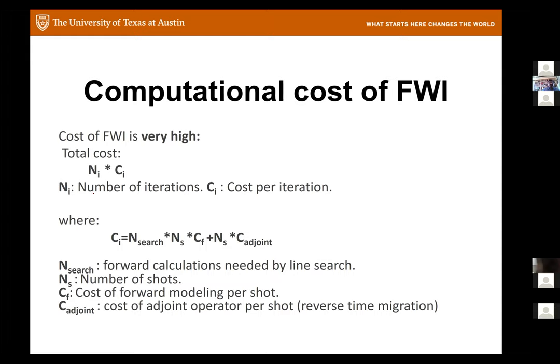The total cost would be the number of iterations times the cost per iteration. Now, when you do the FWI update calculation, after computing the gradient you have to choose the weight, what we call the step length, and for that we need at least three forward calculations. So this is for the step length calculation, and this is for the adjoint calculation and for the shot gather calculation. You can see that for each shot, for each iteration, we are computing at least 2 plus 3, 5, okay? For a model, at the least, there can be more.